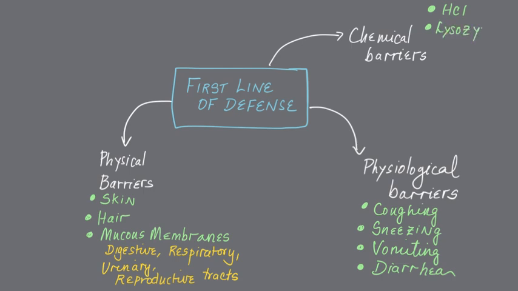Chemical barriers, we have many chemicals. HCl in the stomach, lysozyme, which is an enzyme that is found in saliva and tears and nasal secretions. They deter bacterial growth. They basically kill bacteria. Sebum, which is oil that comes along with your hair follicle, also deters bacterial growth. And vaginal secretions, which are acidic, can kill bacteria.